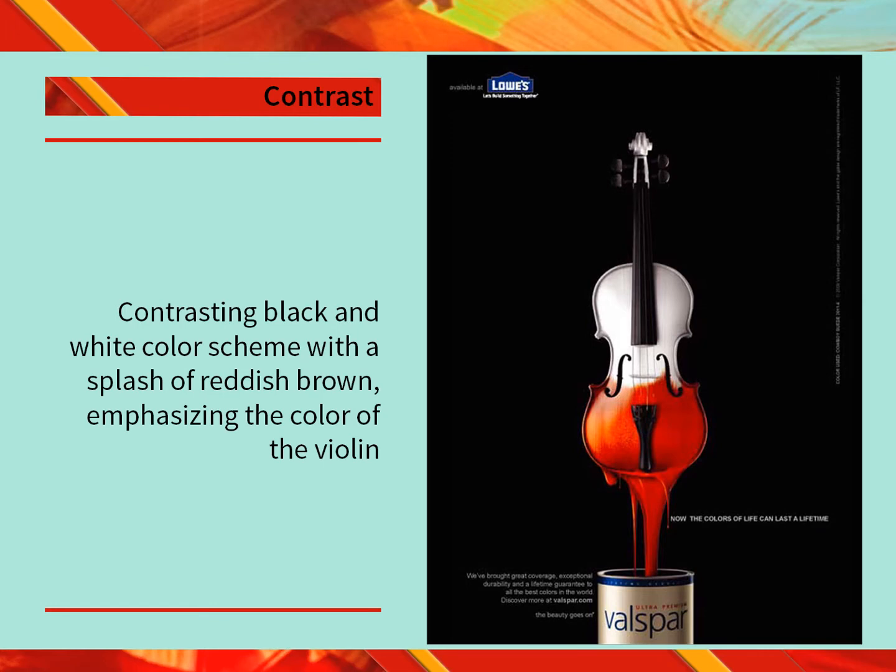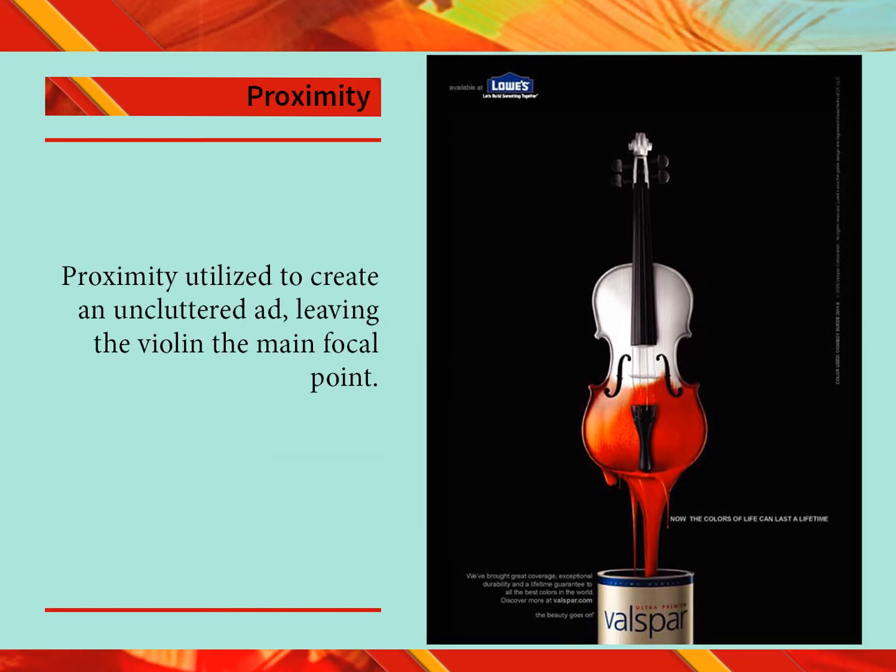The first design principle I would like to focus on is contrast. This is utilized with the black and white color scheme versus the splash of reddish-brown paint. Notice the violin has the colors washed out of it on the top half. This contrasts with the bottom half of the violin, which is in a vibrant reddish brown. There's also a difference in the size of the violin compared to the small typography. Adhering to these contrasting elements helps create an eye-catching ad, leaving you a desire to discover more.